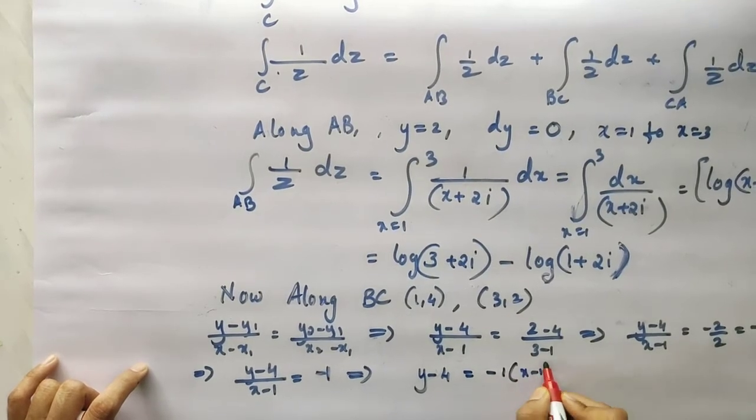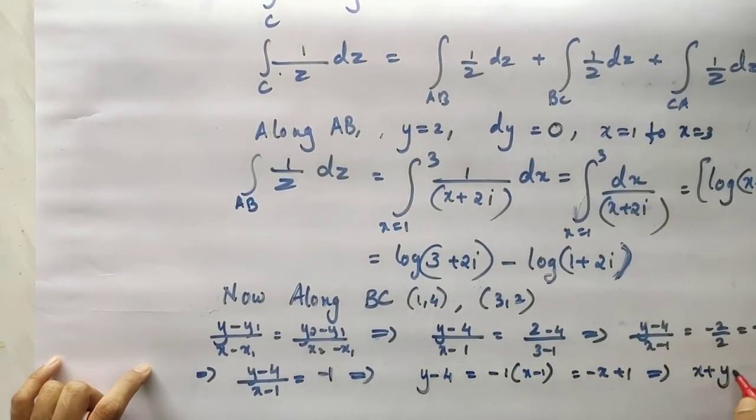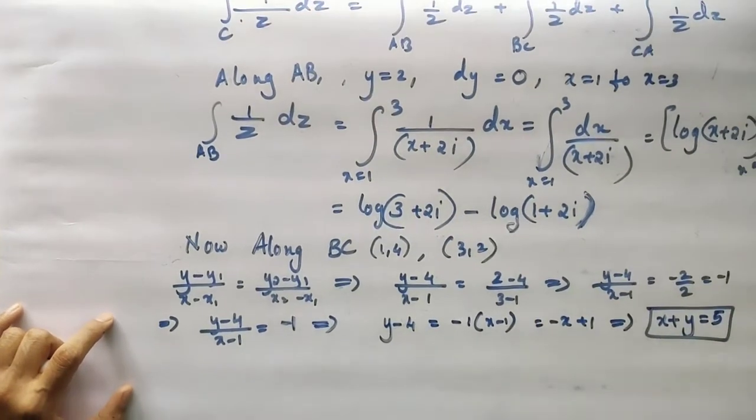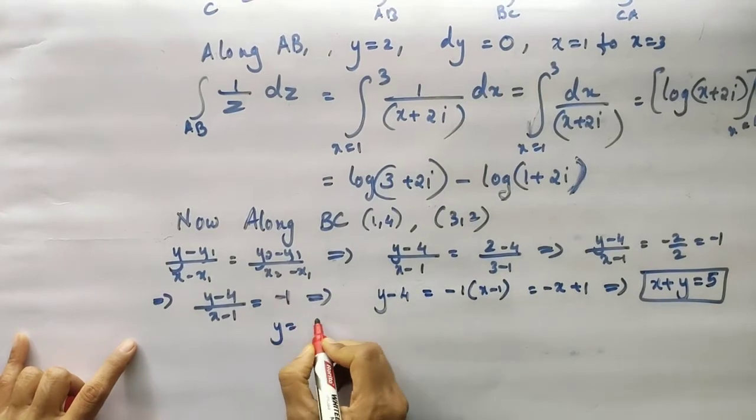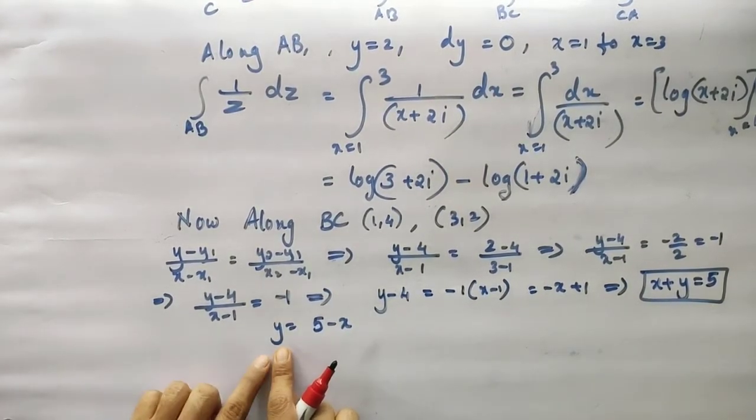Minus 1 into x minus 1, or it is minus x plus 1. If you recollect all the terms properly, you should be getting x plus y is equal to 5. This is the equation of the line passing through those points. If you get this equation, now from here you can write y as 5 minus x. If x plus y is equal to 5, then y will be 5 minus x.